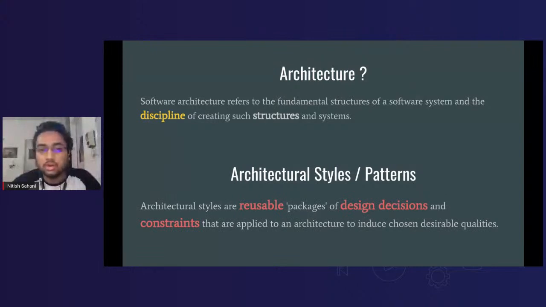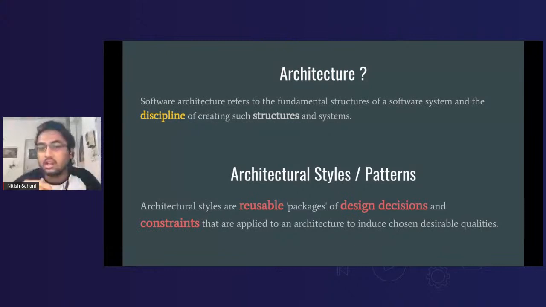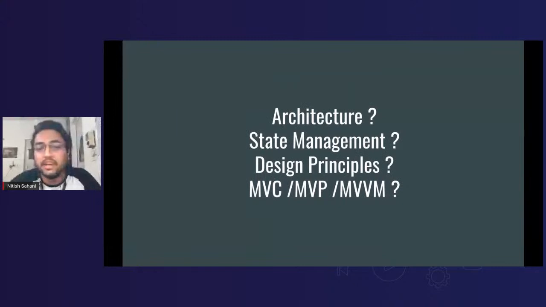So in short, these architectural styles are reusable things which consist of design decisions and constraints of the above mentioned discipline. Like here you can see this discipline which I'm talking about, this is the architecture, and this reusable component and the design decisions are the constraints for it. You might get a little vague idea around what an architecture and state management is now. Let's be more clear. Let's then discuss what are the rest of the stuff.